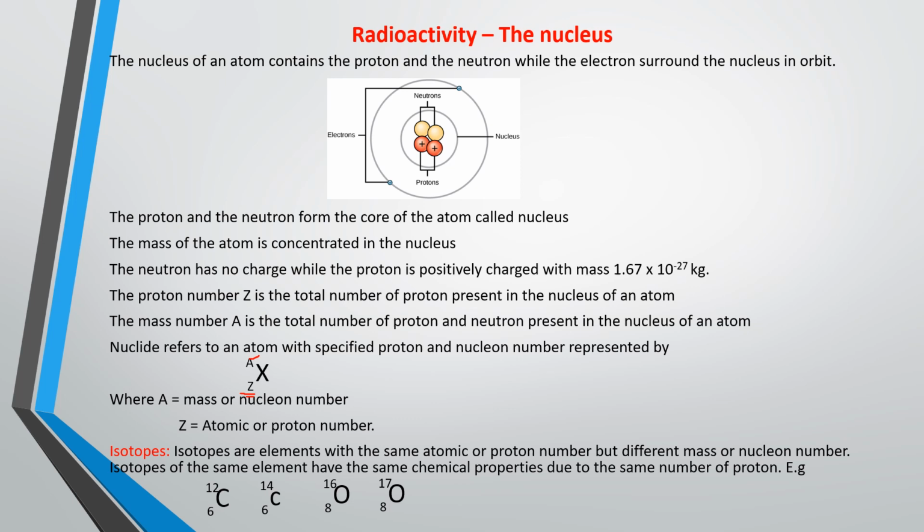Okay, so these are examples of isotopes. This isotope of carbon, carbon 12, and then carbon 14. Then we have oxygen 16 and oxygen 17. Carbon 12 and carbon 14 have the same proton number but different mass number. Oxygen 16 and 17 have the same proton number but different mass number. Okay, so this is about the nucleus of the atom. So now we are going to look at radioactivity.